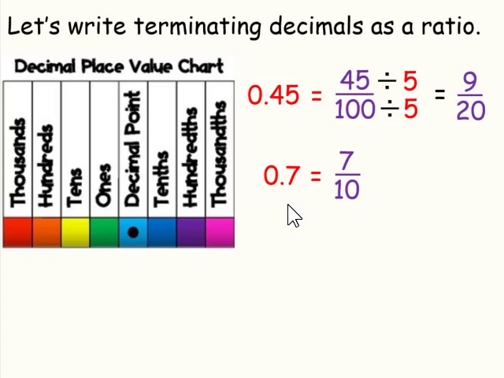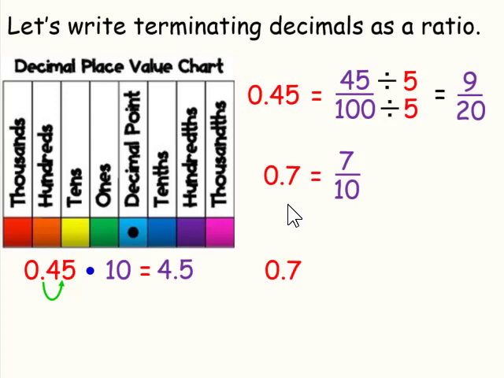Since 7 and 10 are relatively prime, they do not have any common factors, we are finished. When we multiply decimals by powers of 10, all we need to do is move our decimal point to the right, depending on how many zeros we have after the 1. So in this case, we have one 0 after 1. We move our decimal point to the right one time, which gives us 4.5.